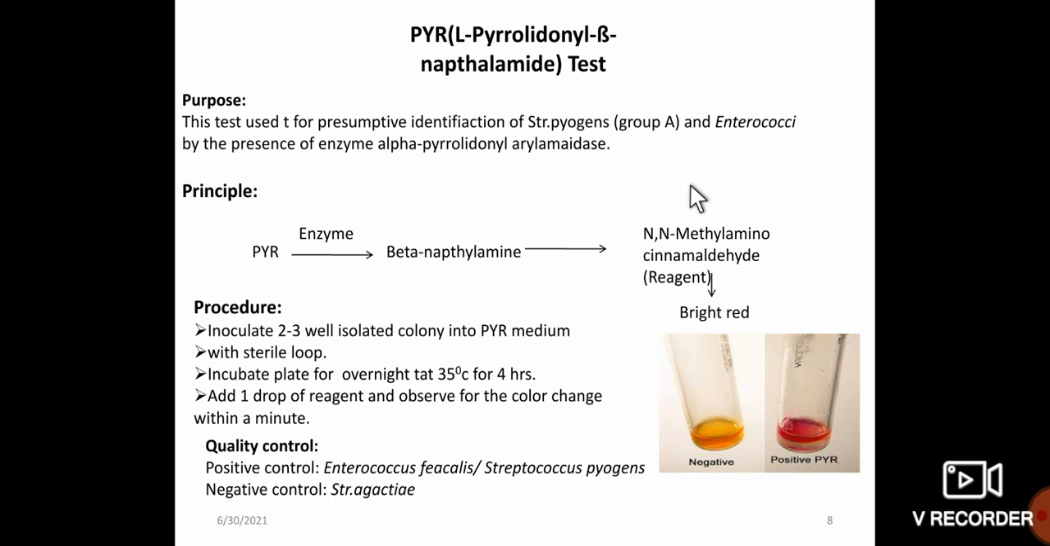Later we will add the PYR reagent. When we add the PYR reagent, we can see a bright red ring. You can make out in the picture, this is yellow color, this is the negative control, and over that here you can see the red color ring, you can make out that the PYR test is positive. For the positive control you can use Enterococcus faecalis or Streptococcus pyogenes. For the negative control you can use Streptococcus agalactiae or group B.